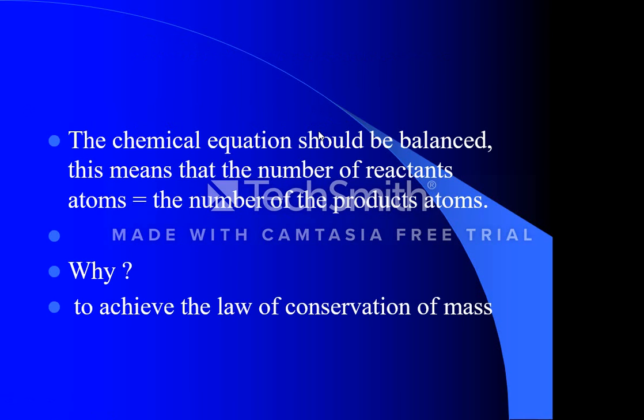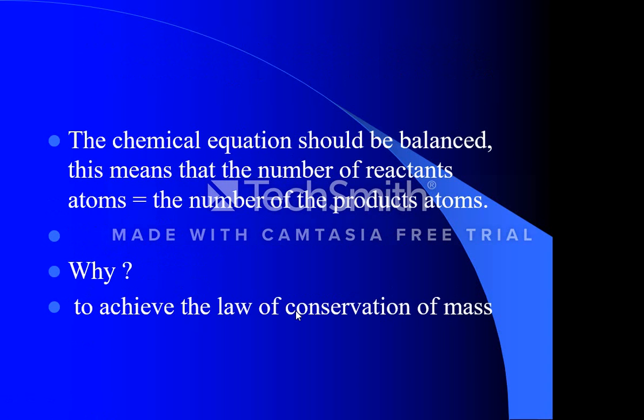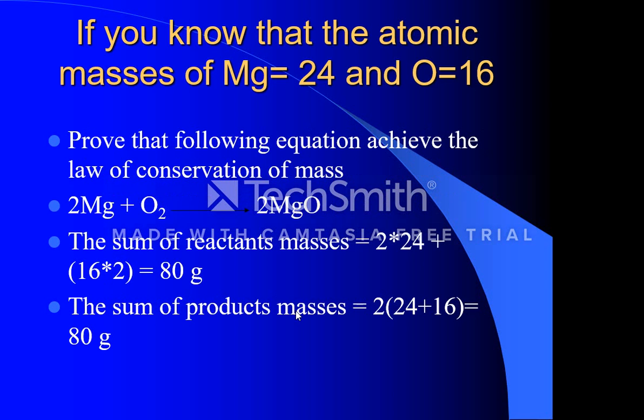The chemical equation should be balanced. This means that the number of reactant atoms equals the number of products atoms. Why? To achieve the law of conservation of mass. What is the law of conservation of mass? The total masses of reactants equals the total masses of products. Let's apply this law in some examples that we have.